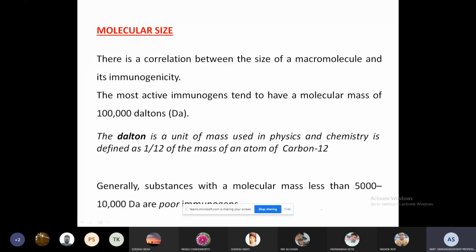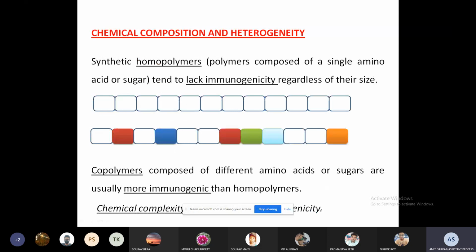They will not be able to induce our immune system that much. Okay. So after foreignness and molecular size, chemical composition and heterogeneity. In case of protein, we have said that 20 different amino acids are there and different proteins are forming with their combinations. Similarly, also in case of sugar molecule, if you already have studied, then it's good. Glucose molecules can attach to each other and form a long chain, and that way they can form cellulose or starch, etc., or maltose, etc.